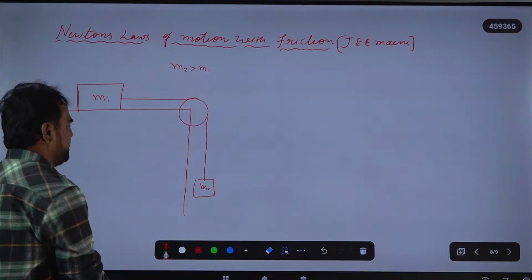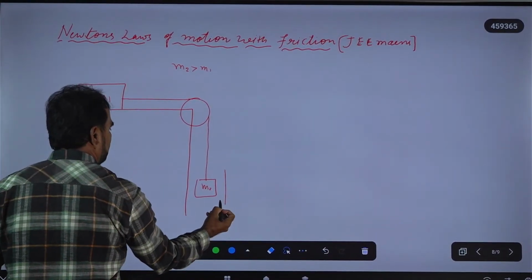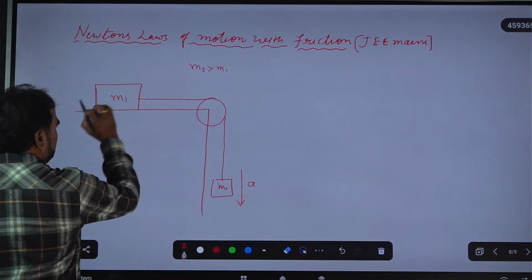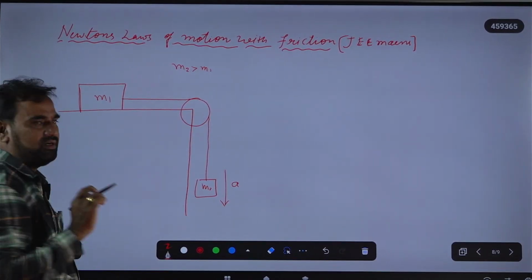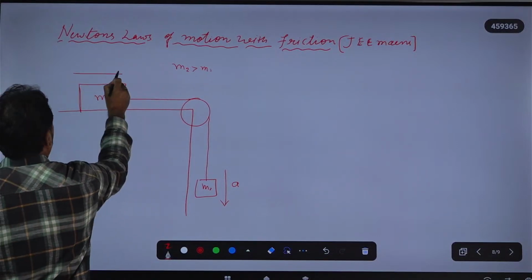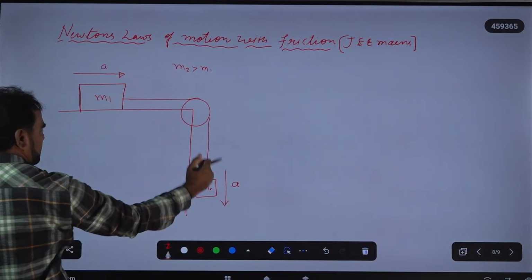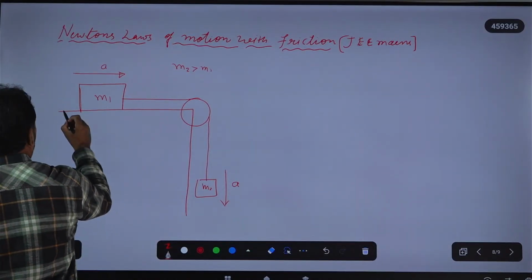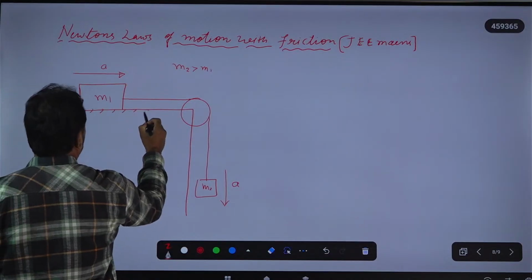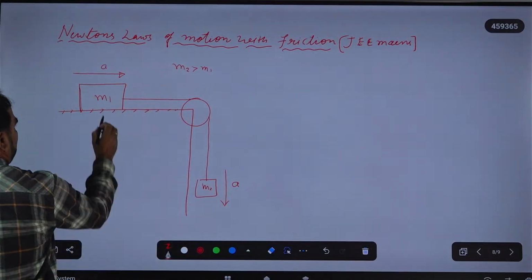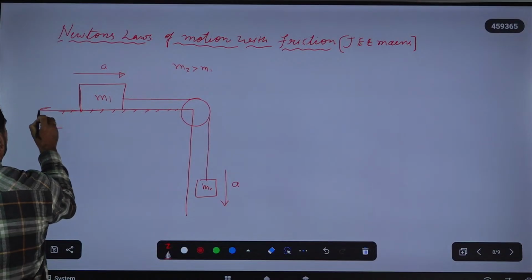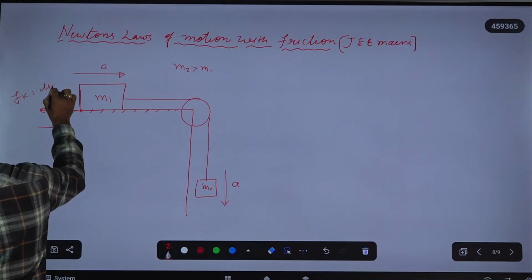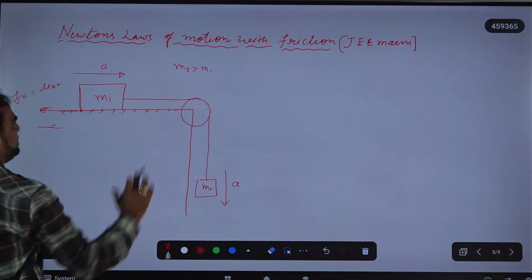Then what happens is that the m2 block will move in the downward direction with an acceleration a. The m1 block is also connected with the same string, so the m1 block also moves with the same acceleration a as m2. Here the m1 block is placed on a rough horizontal surface, so the friction force will act along the surface. Friction force Fk is equal to mu k into N, which acts in the opposite direction.